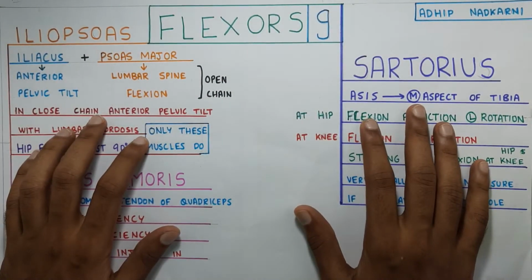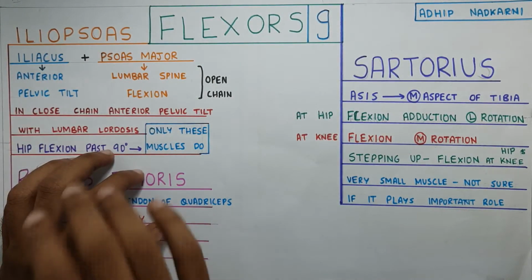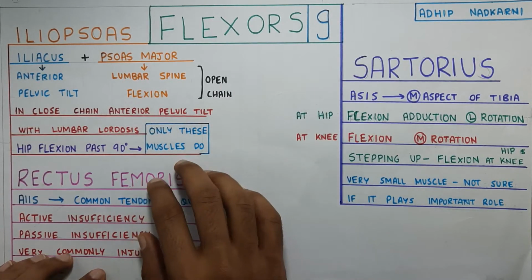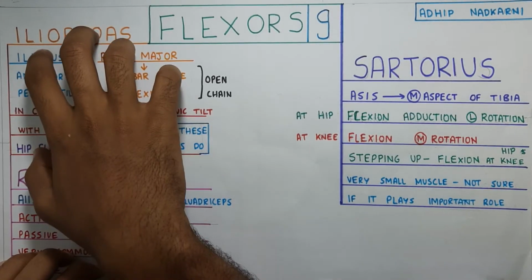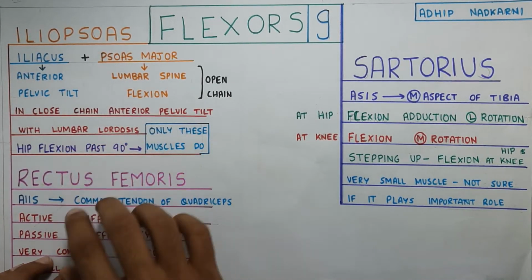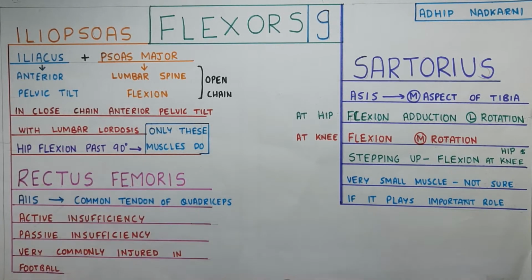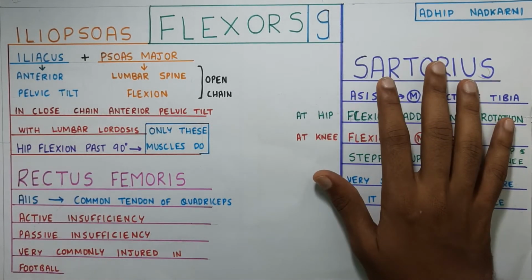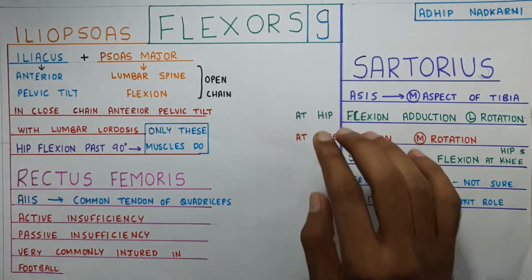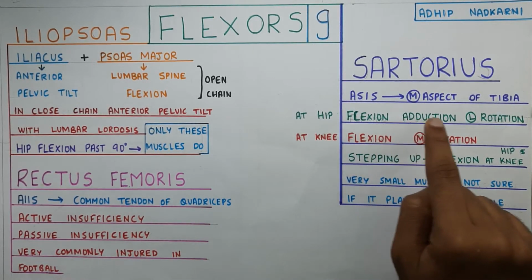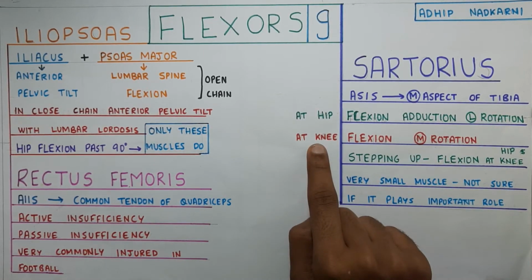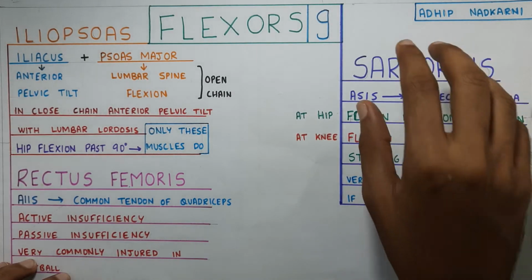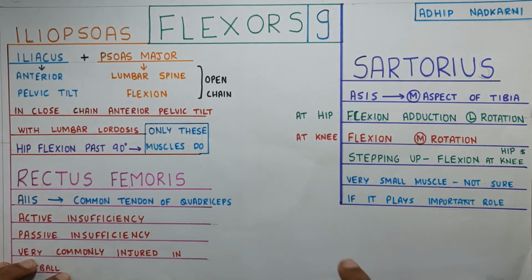Okay, so now let's summarize the topic. We talked about the iliopsoas muscle, which consists of iliacus and psoas major. They mostly do hip flexion past 90 degrees because of other muscles' active insufficiency, because these are not two joint muscles, right? Then we talked about rectus femoris, its attachment, active and passive insufficiency, and how it gets commonly injured. Under sartorius, we saw its attachment. What is its function at hip and knee? At the hip it causes flexion, adduction, lateral rotation, whereas at the knee it causes flexion and medial rotation. Then we saw how it helps in stepping. So sartorius helps in stepping, SS, something you can remember.